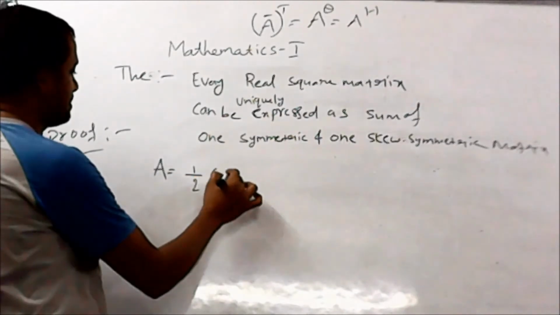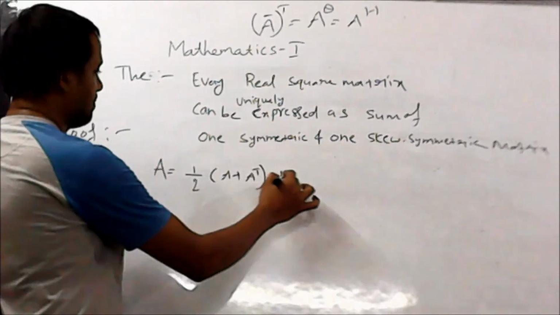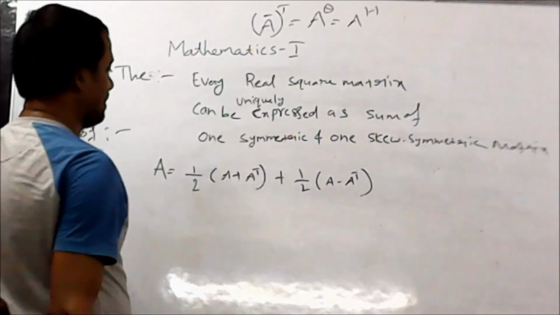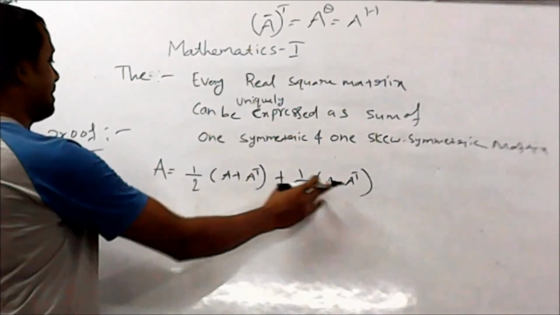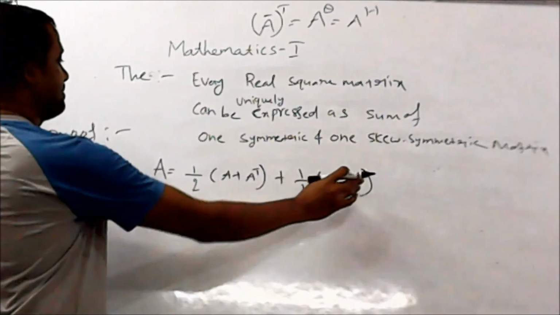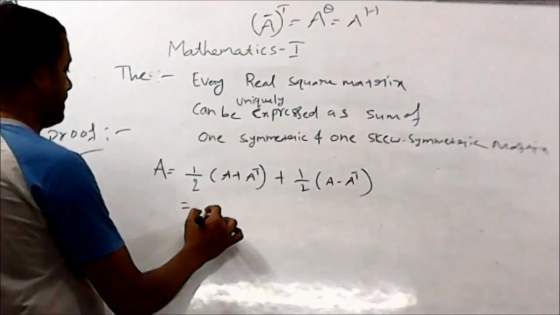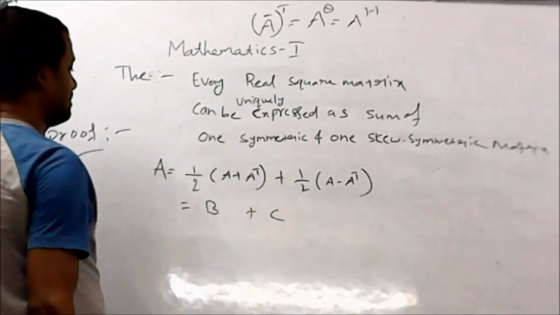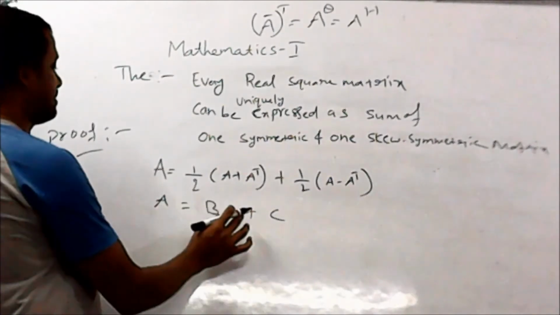So like this you can write 1/2 (A plus A transpose) is one thing, plus 1/2 (A minus A transpose) is another thing. Simple way. Their addition must be A here. 1/2 A plus 1/2 A will become A. 1/2 A transpose and minus 1/2 A transpose will cancel out. Only A. So this part we can assume is B, another part we can assume is C. Okay, A equal to B plus C. We have written A in terms of B plus C.